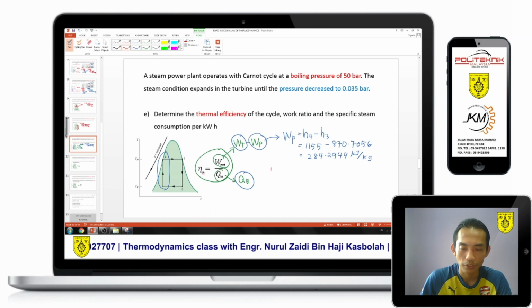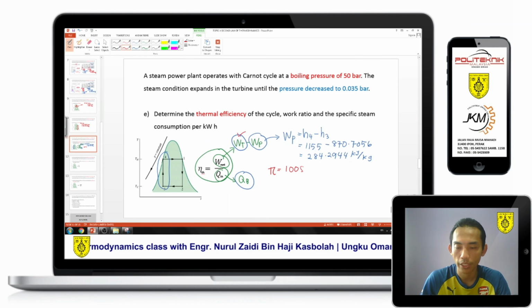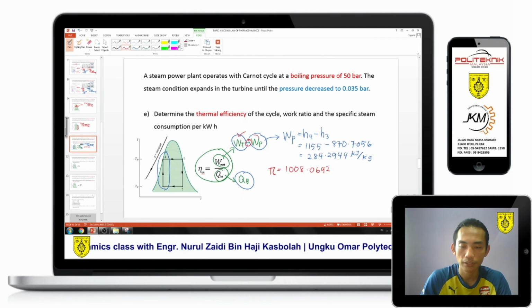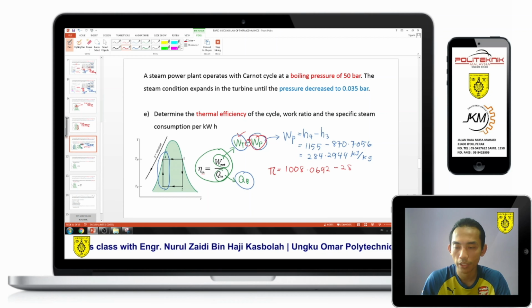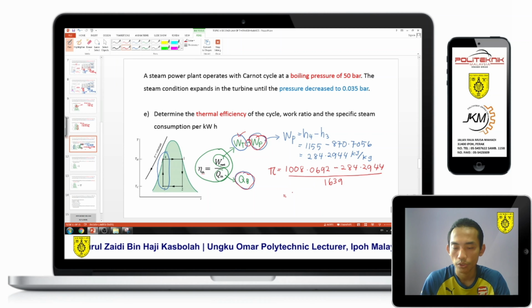So thermal efficiency equals W turbine, 1008.0692, minus W pump, 284.2944, over Q boiler, 1639. So we will get 0.4416 or 44.16%.